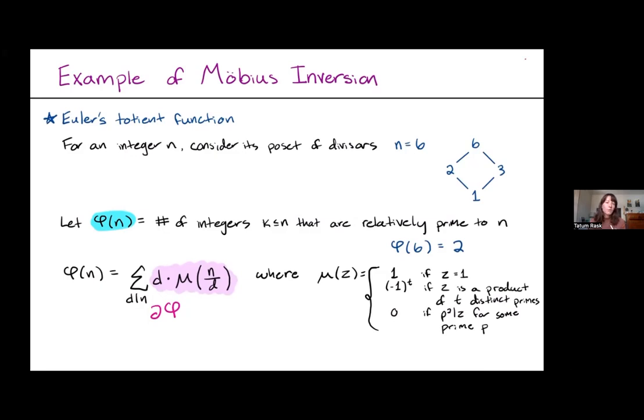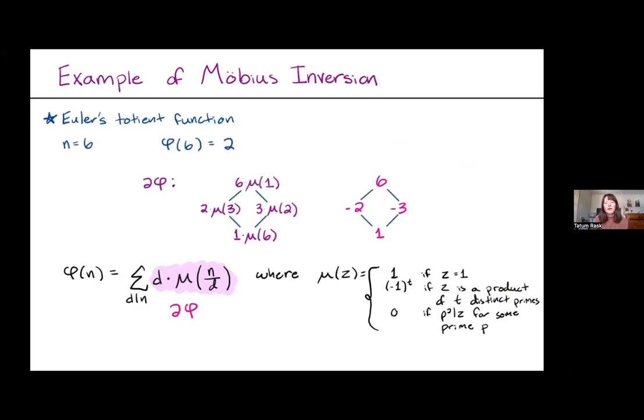And in fact, it's perhaps more instructive to look at an example. So again, let's go back to our integer 6. The Euler totient function at 6 evaluates to 2. So let's see what happens if we compute the Möbius inverse of Euler's totient function on this poset of divisors. So let's just look at one example here. Let's maybe look at our Möbius function, or the Möbius inverse of Euler's totient function, evaluated at 3.